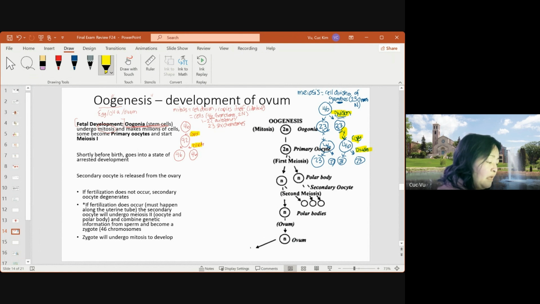Okay, so only males can contribute the Y. So that means that this cell right here will contain Y, this cell right here will contain Y, this cell will contain X, so this is in males. Okay, so this is meiosis of a sperm.